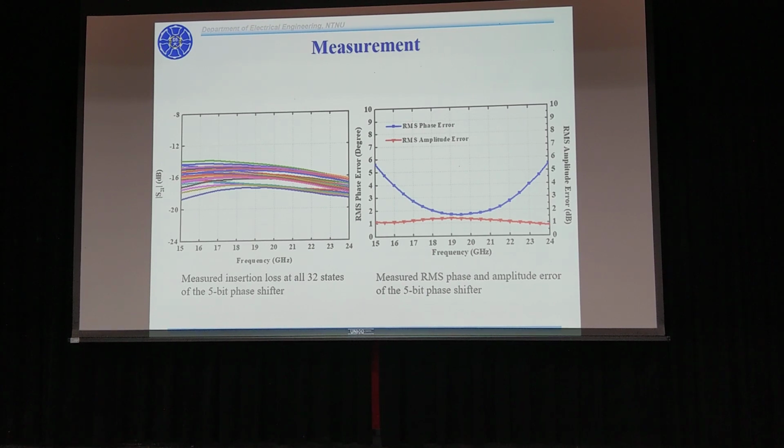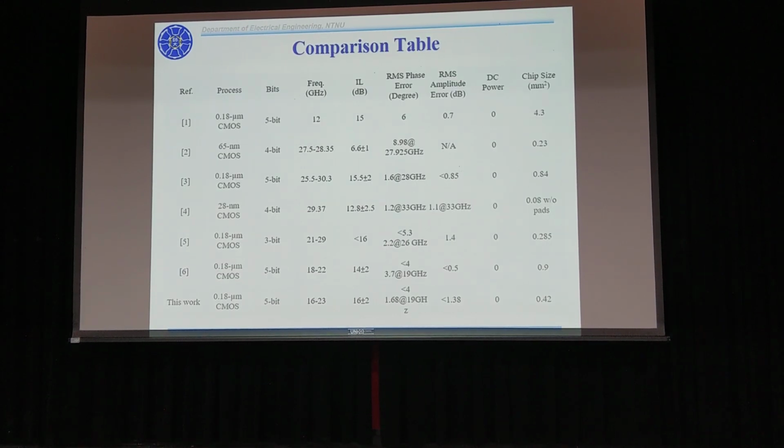The RMS phase error at main frequency is 1.67 degree, and the RMS amplitude error at main frequency is 1.38 dB. This table summarizes the performance of recently reported phase shifters around K-band.